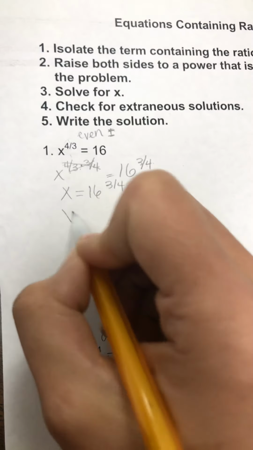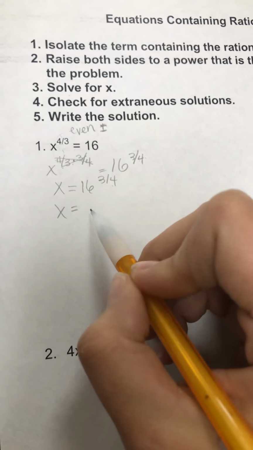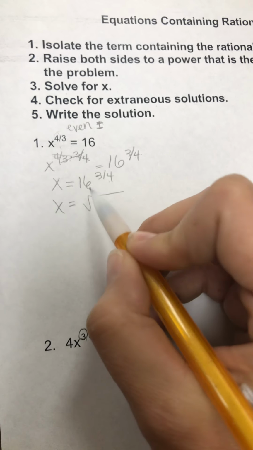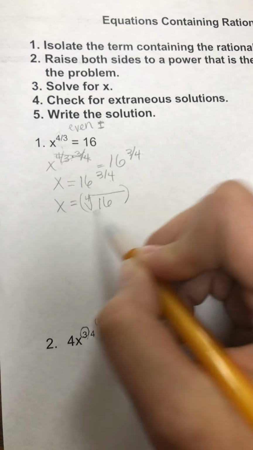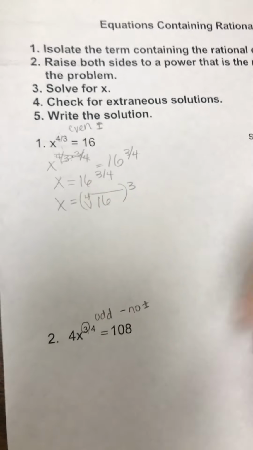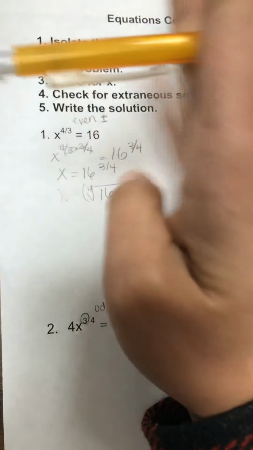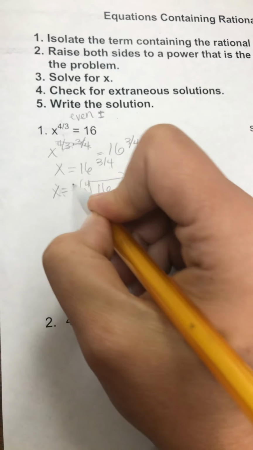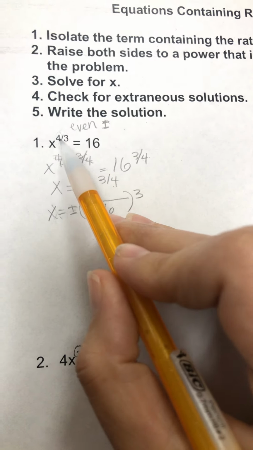Now you're going to rewrite 16 to the 3/4 power in radical form. And now you're going to have your 4 and your 16, and this is going to be to the 3rd power. Okay? And remember, this is plus or minus. I'm going to write it over here. Let me give myself some space. Plus or minus. And it's plus or minus because it was even up here, remember.